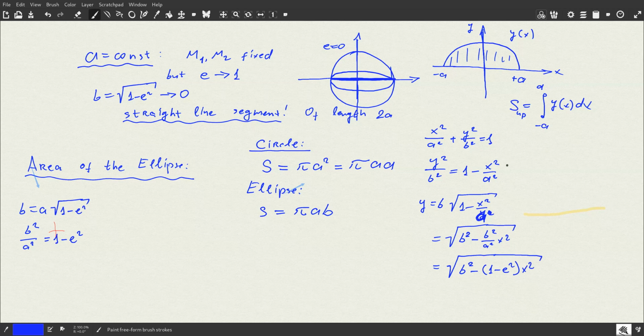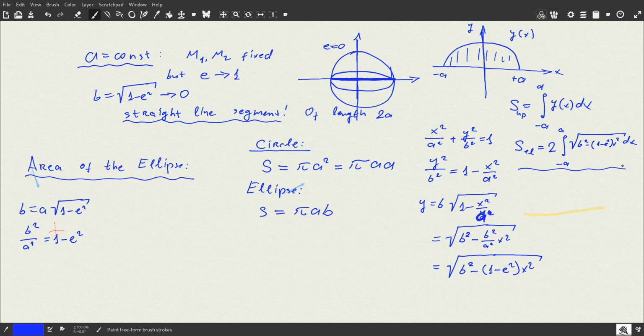So that's our y of x, and therefore the full area is 2 times the integral from minus a to plus a of the square root of b squared minus 1 minus e squared x squared dx. But we'll not try to compute this integral. There is a much easier way of how we can reason actually about the area of our ellipse.